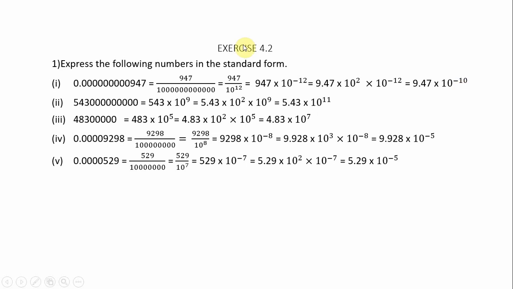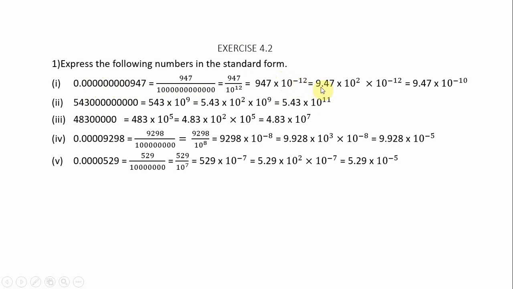See children, once again I am explaining to you. Here after the decimal, how many digits are there? Digits, not zeros. 12. So here 12 zeros, and the same I have written as 10 to the power of 12, and this 947 as it is, and this 10 to the power of 12 was taken to the numerator so that it becomes a negative exponent.